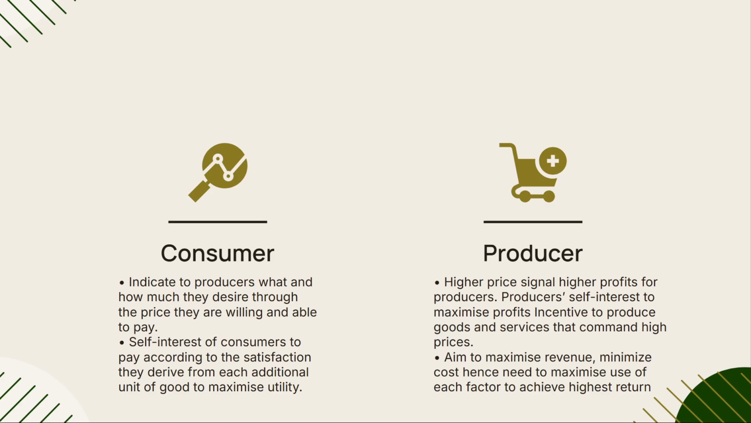For producers, the higher price signals higher profits, and producers are self-interested to maximize profits and thus incentivized to produce goods and services that command higher prices. They aim to maximize revenue, minimize costs, and hence need to maximize use of each factor of production to achieve highest return. The supply is usually inefficient to meet demands of those who have the ability to pay for it. And when there is competition amongst consumers, this drives up prices. And to eliminate those who are unable to pay the higher prices, goods are rationed to those who can afford.